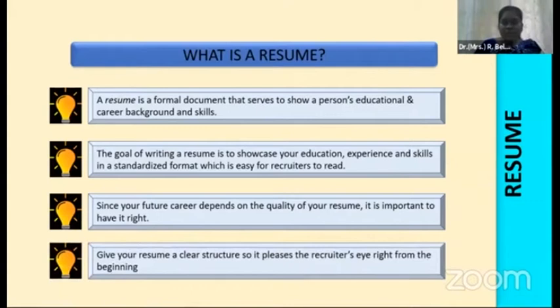Give your resume a clear structure so it pleases the recruiter's eye right from the beginning. It should look so attractive. Again, I'm going to the example of the menu card. If you go to a 5-star hotel, you see the menu card, the style will be very nice. It will be appealing to the eye. In a simple hotel, it might be written just on a board, or a paper printout kept in a laminated sheet. So the quality differs. It talks about the hotel. Like how a menu card or a brochure talks about a hotel, the resume talks about you.